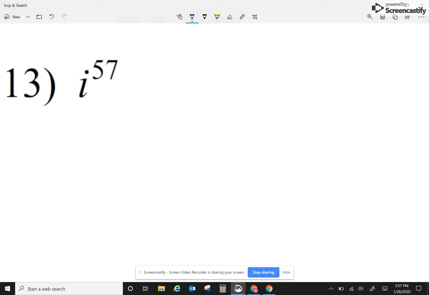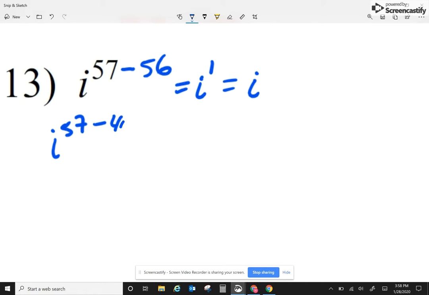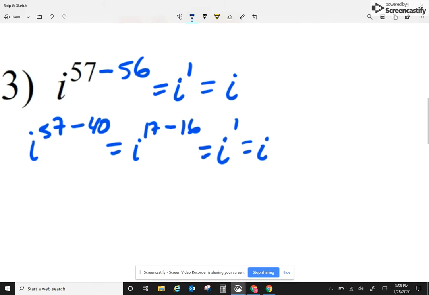Looking at i to the 57th, on my exponent, subtract any number that you can divide by 4, any multiple of 4. In my case, let me subtract 56. I to the 1, which is just i. Let's say you didn't simplify that in one shot. We subtract 40 to begin with. That gives me i to the 17th. Then I subtract 16. That gives me i to the 1, which is i. It's okay if we simplify it in parts.